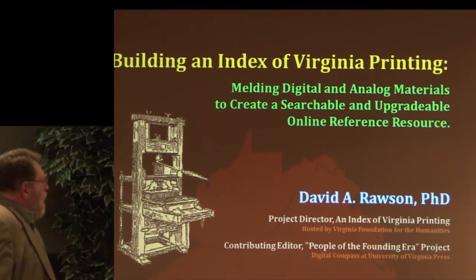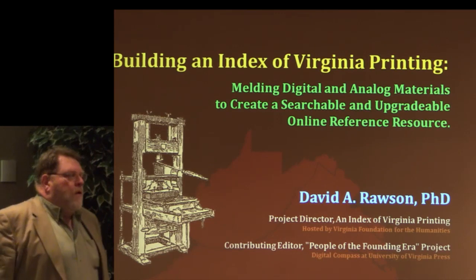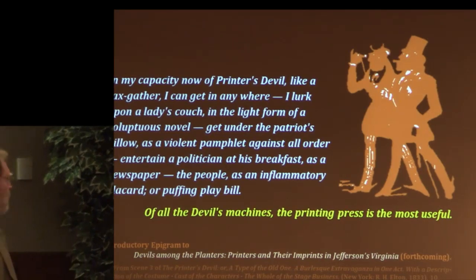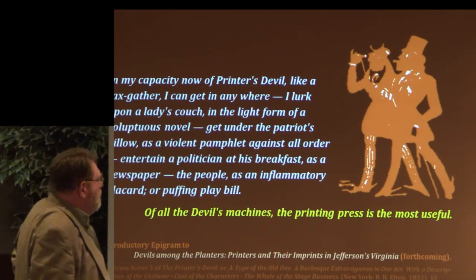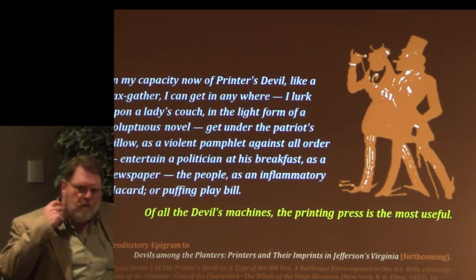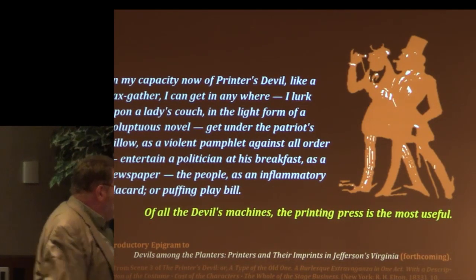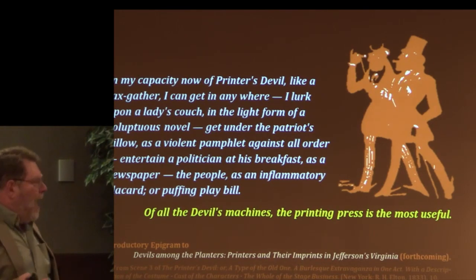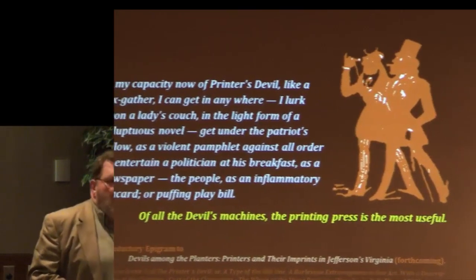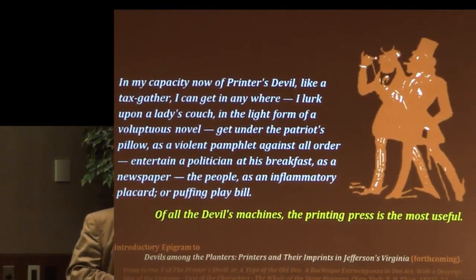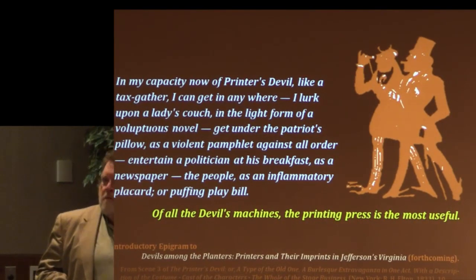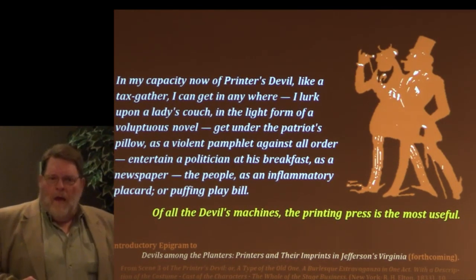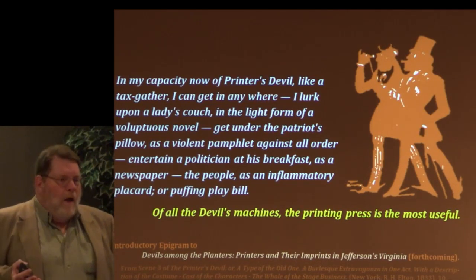As simple as that. But I also discovered in the course of doing research on a book that's going to be out hopefully in the next year, called Devils Among the Planters, Printers of Their Imprints in Jefferson's Virginia, that letting printing loose in Virginia is literally letting the printer's devil loose in Virginia. In my capacity as a printer's devil, I can get in anywhere. I can do anything. I can undermine the entire status quo. And that's really what happens when printing arrives in Virginia. It's consciously kept out of Virginia for 100 years. It is seen by somebody who was very close to Charles I as being a destabilizing part of society. Therefore, I ain't gonna allow it into Virginia.